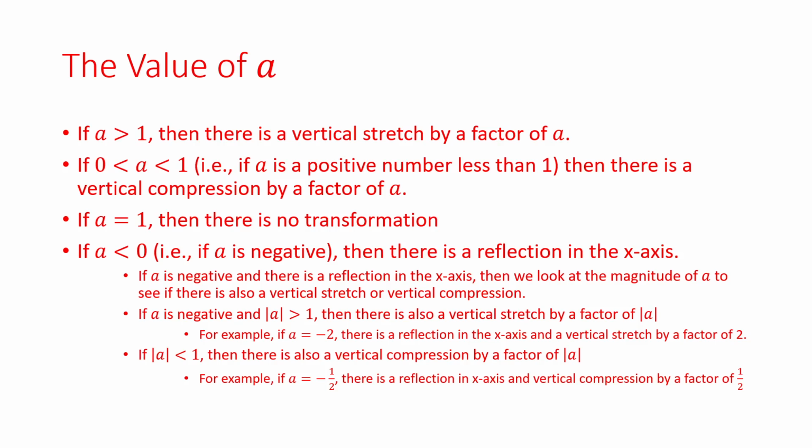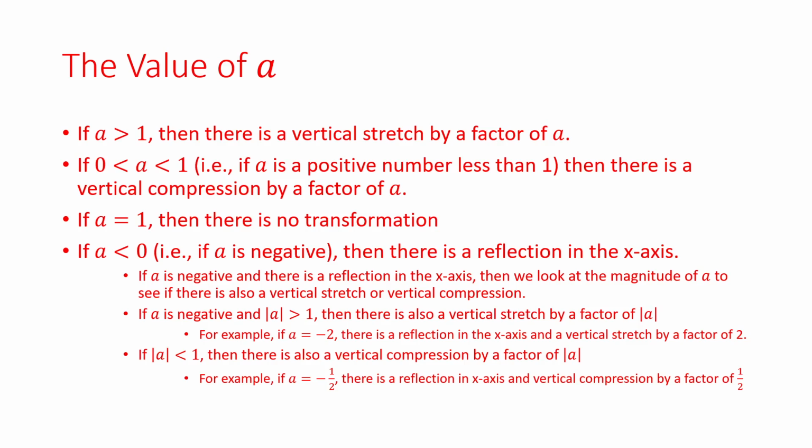Now, how about the value of a? Here's your need to know. If a is greater than 1, there's a vertical stretch by a factor of a. If a is between 0 and 1, there's a vertical compression by a factor of a. If a equals 1, there's no transformation. If a is less than 0, in other words, it's negative, then there's a reflection in the x-axis, but there might also, in addition to that, be a vertical stretch or vertical compression, depending on the magnitude of a.